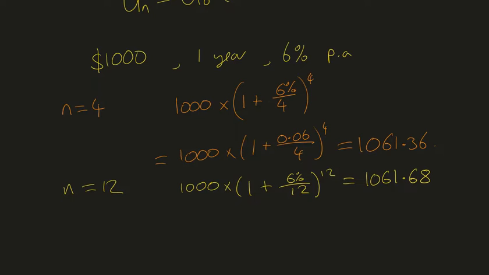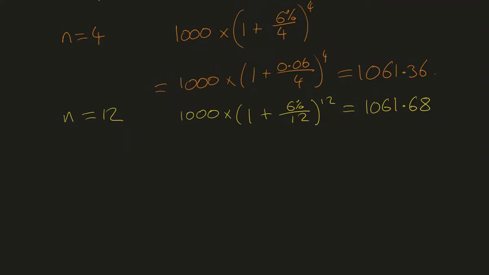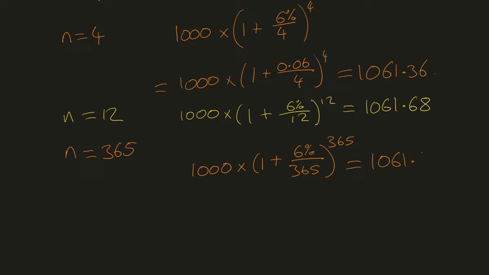Let's go back and carry on thinking about this. What if instead of doing it per month or per quarter, we did it every single day? So that means we were working out interest daily. So N is 365. I guess that would be 1,000 times 1 plus 6% divided by 365 to the power of 365. And if we were to calculate that, we would get 1061.83. Again, not much of a change.